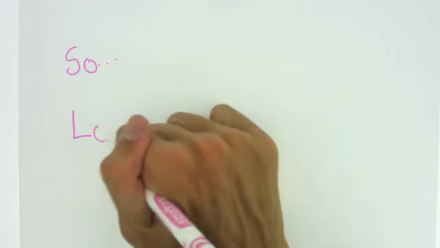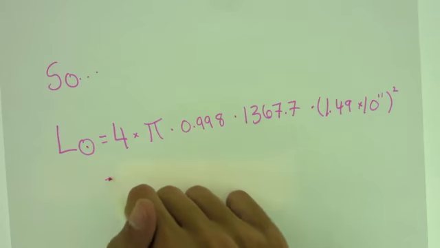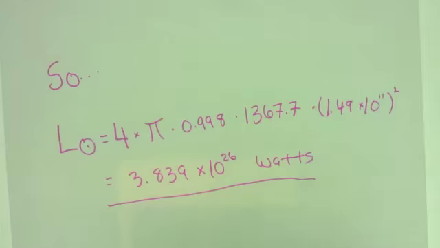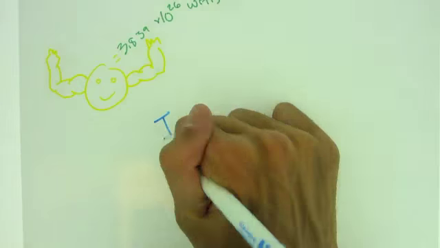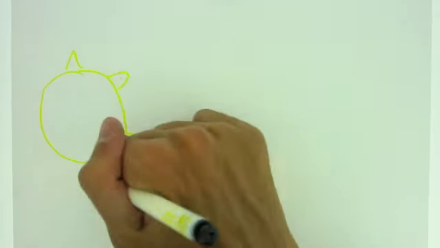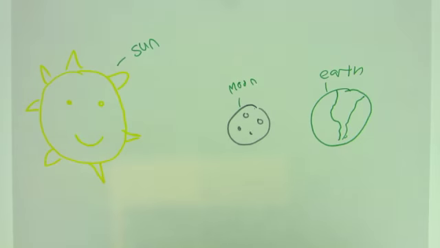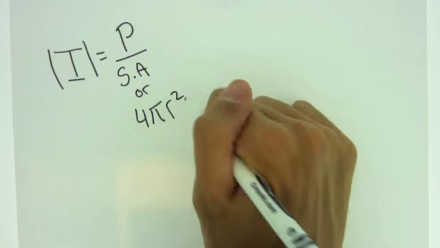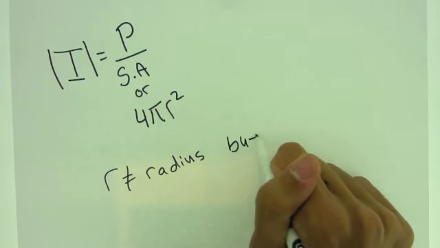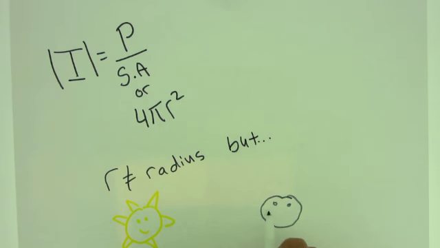So when we plug in all our unknowns, we discover that the power of our sun is 3.839 times 10 to the 26 watts. Since we now know the power of our sun, we need to convert this value into an intensity felt by the moon. For this, we need to assume that the moon is wedged directly between the sun and Earth to avoid any complex angles. One equation we can use to assist us in this task is the absolute value of the intensity is equal to the power over the surface area, or 4 pi r squared. However, the r value in this is not the radius, but simply the distance between the moon and sun.